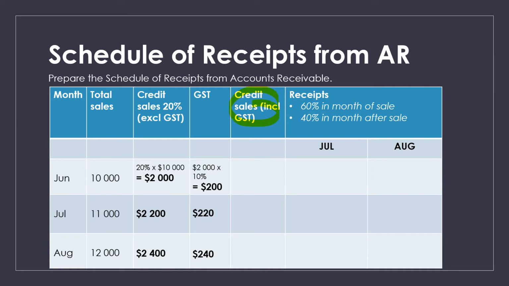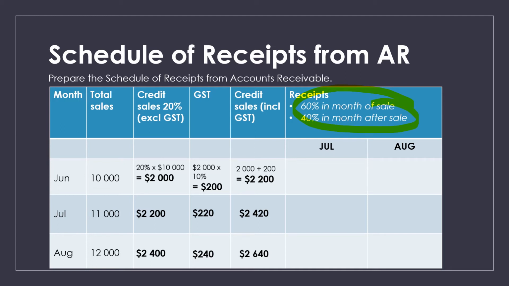The reason we need to do this is because the total amount including GST is owed by the accounts receivable. So for June, the total amount owed by the accounts receivable would be $2,200, which includes the GST. In July, the accounts receivable will owe $2,420, and in August, $2,640. The last step is to calculate receipts from accounts receivable based on the percentages we were told.